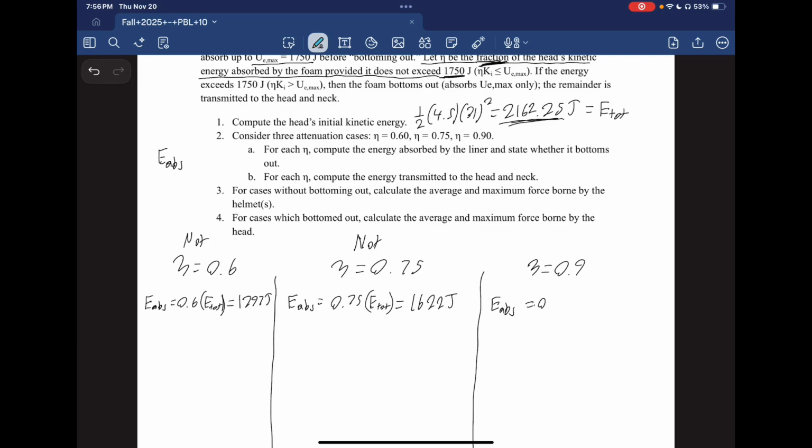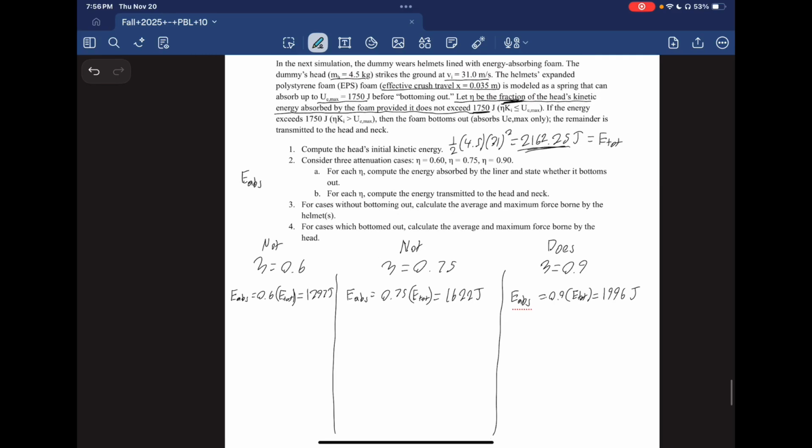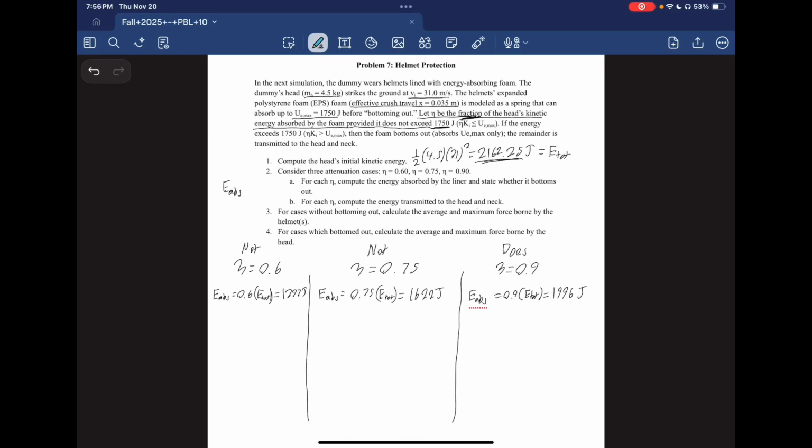And then finally, we have 0.9 times E total, and then this one equals 1996 joules. So this one does bottom out. And then for each eta, compute the energy transmitted to the head and neck. So that's part B here.